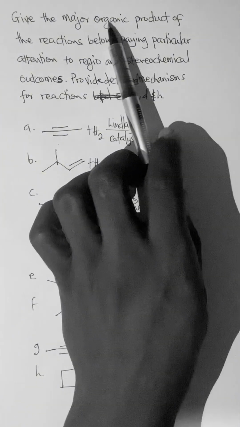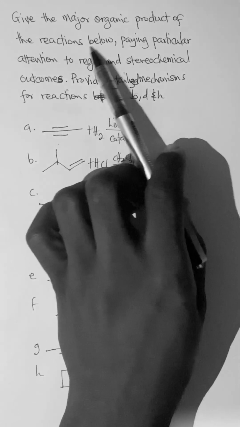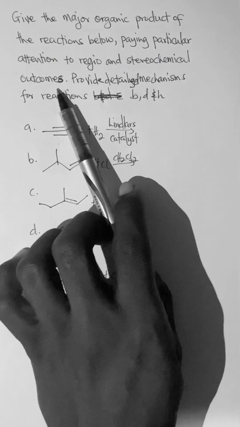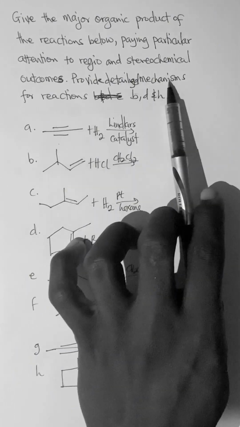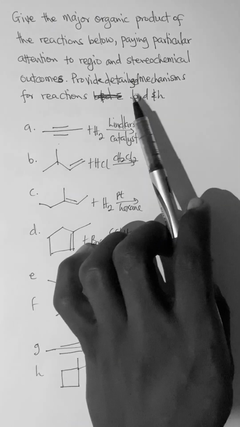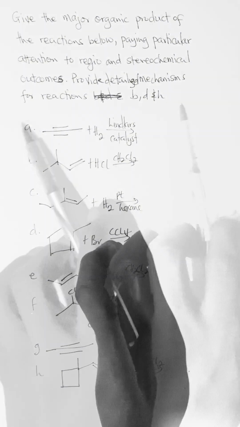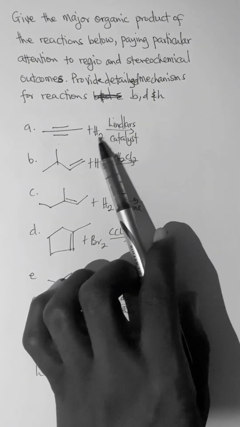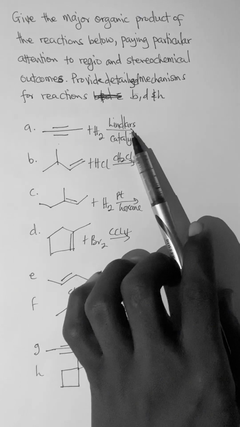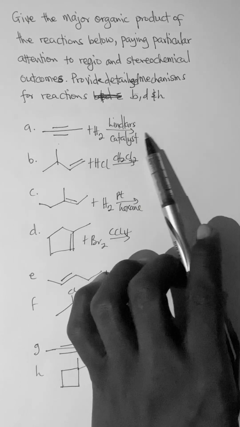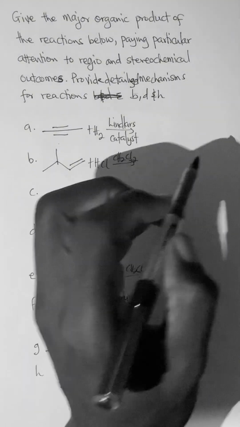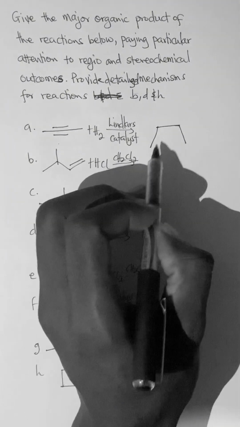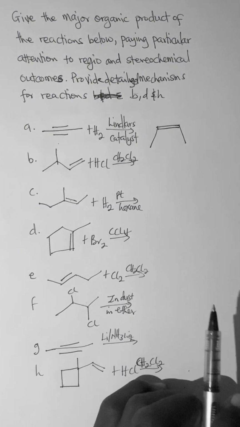Give the major organic product of the reactions below, paying particular attention to regio and stereochemical outcomes. Provide detailed mechanism for reactions B, D, and H. So if we come to A, this is a butyne in the presence of hydrogen gas and then Lindlar's catalyst. So this is going to form a cis-butene because it's a Lindlar's catalyst.